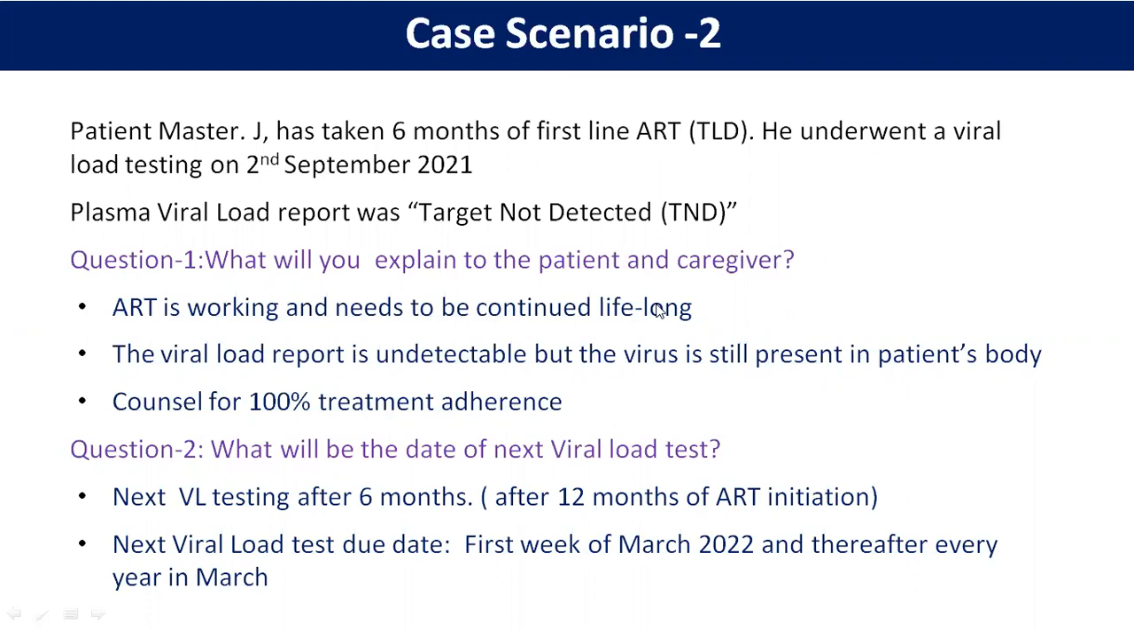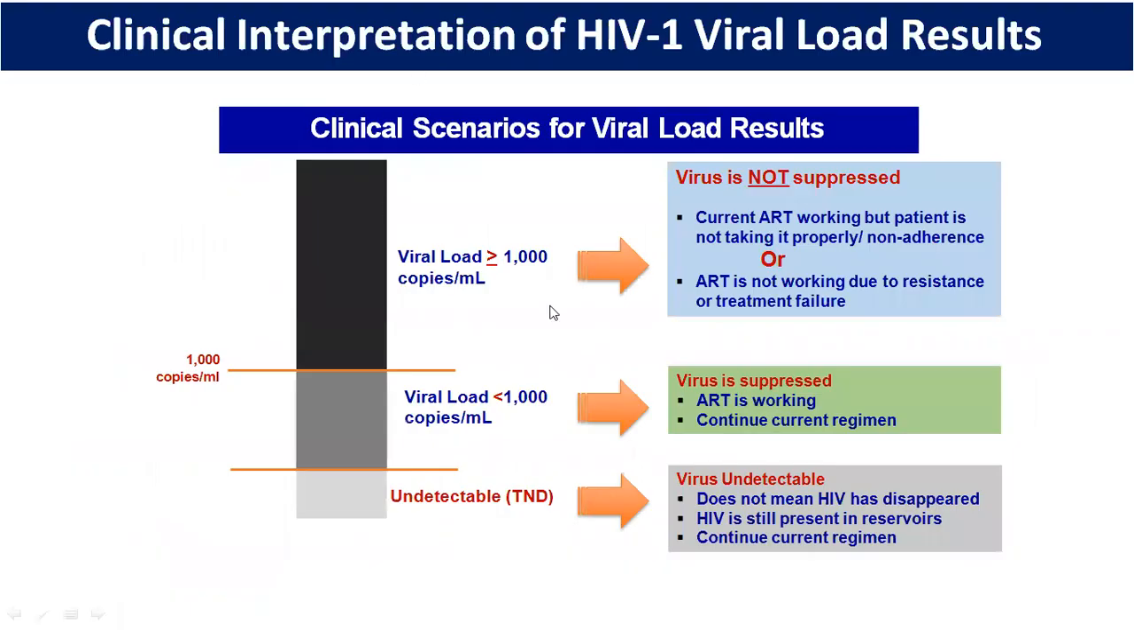Next viral test will be after 6 months and after 12 months of ART initiation. And the due date, you have to mention. You should not only write it in the copy and green book, you have to say it out loud. You have to say, next viral load is in March 2022, and then after every year. So you have to counsel the parents. You don't only write, because they are not going to read the book. No one reads the whole prescription. So you ask them what is written, and tell them to follow the prescription thoroughly.